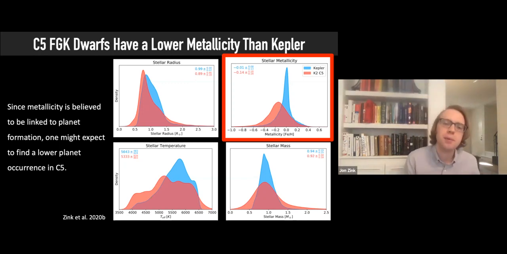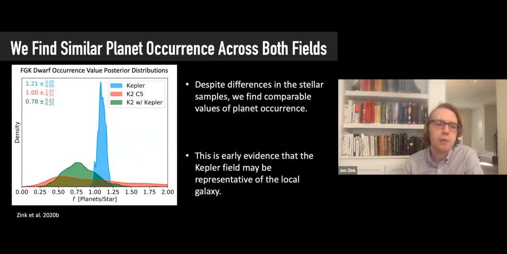And so if this sample has a lower stellar metallicity, there's probably going to be fewer planets. And what we found was just that. So here's our occurrence results from this one sample. In the blue, these are the posterior values for our FGK dwarf occurrence values. So blue is Kepler. The sharpness of this peak just indicates how precise our value is.